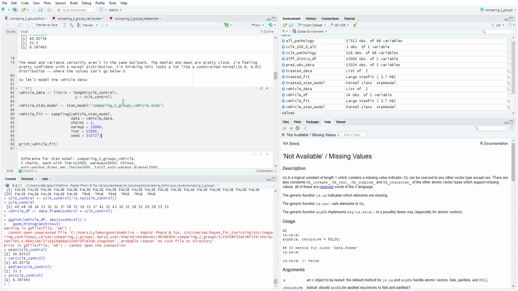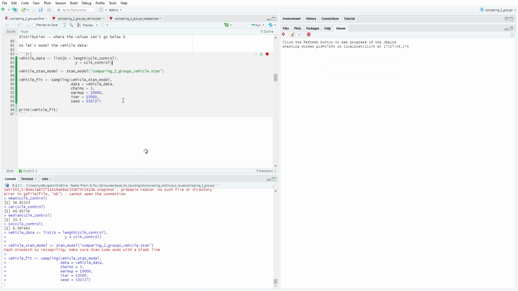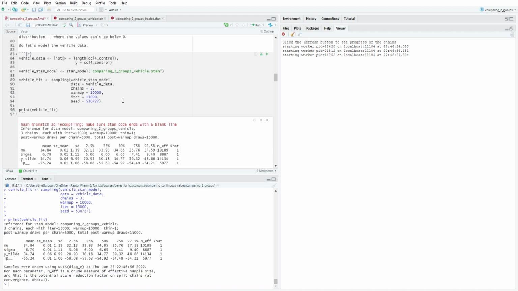So that's good. So let's run this, because you've seen all this before. This is nothing new to you. There it goes. It's running. Actually, right now it's compiling that Stan file. So we will stand by as it compiles. That was a lame joke. Now it's running the model. There we go.